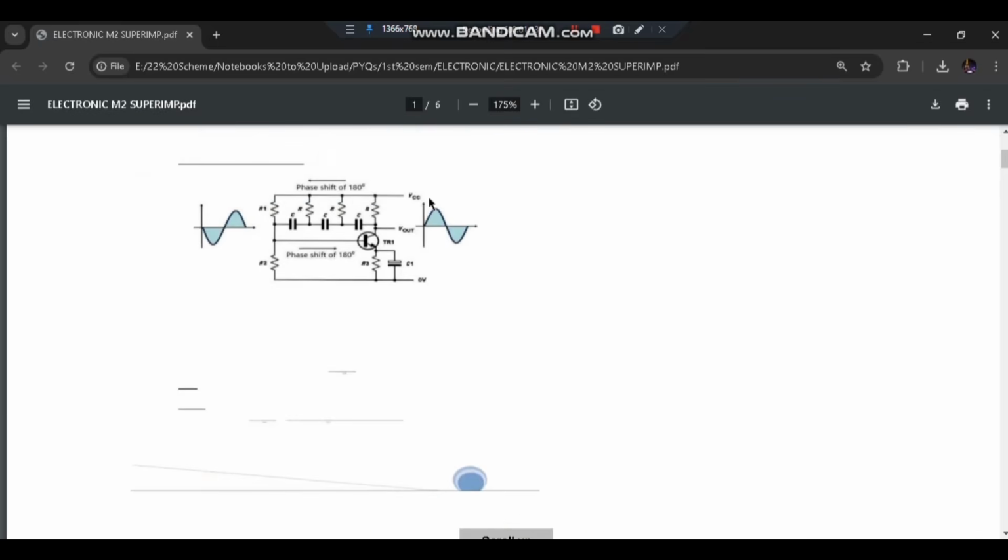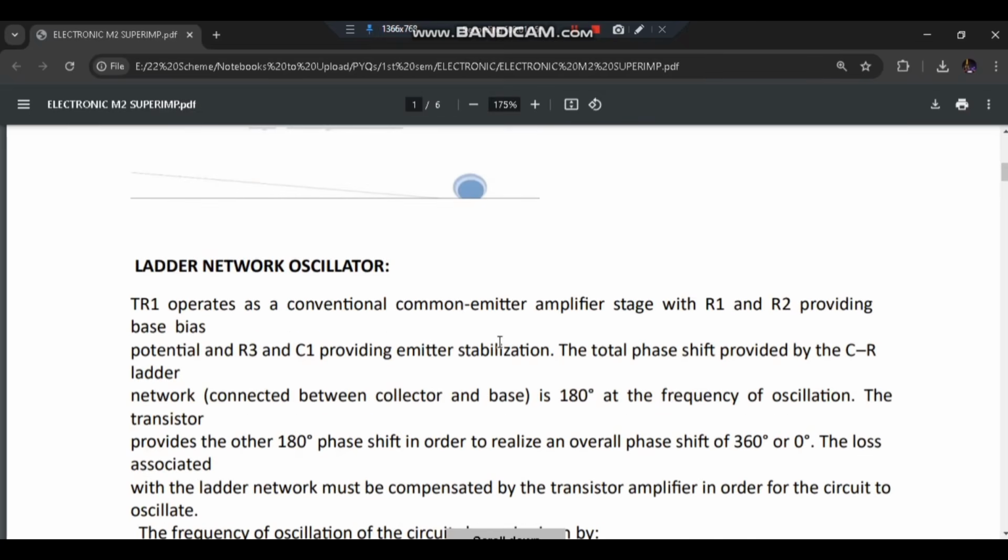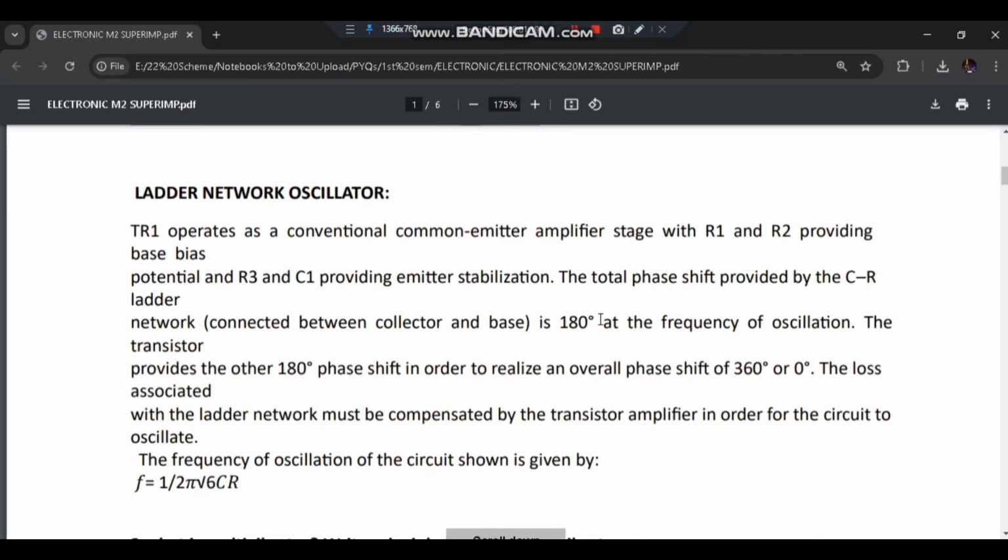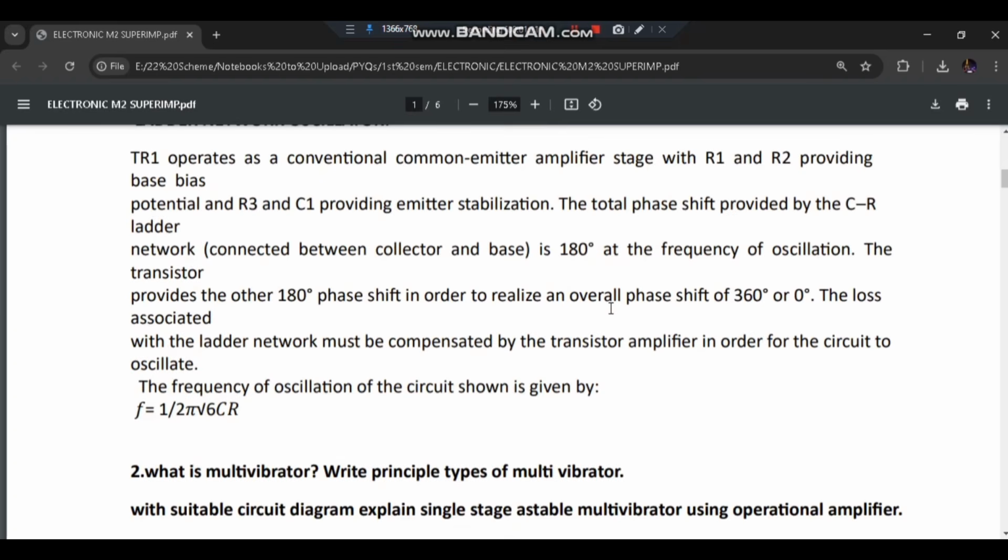Okay, R3 and C1, this part is providing stabilization. These are the 2 points, and the total phase shift provided by the CR ladder is 180 degrees. These are the key points you need to write. And the loss associated with that network must be compensated by the transistor amplifier in order for the circuit to oscillate. Whatever the loss is, that has to be compensated by the transistor.